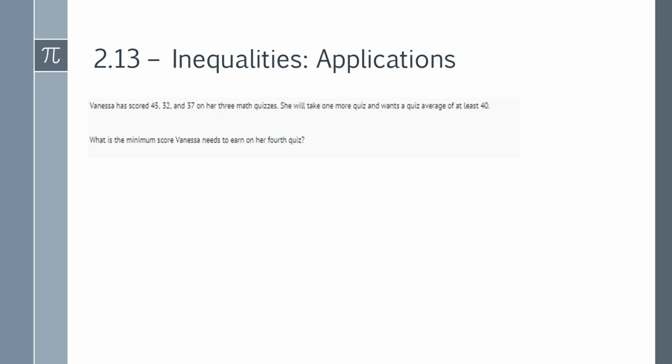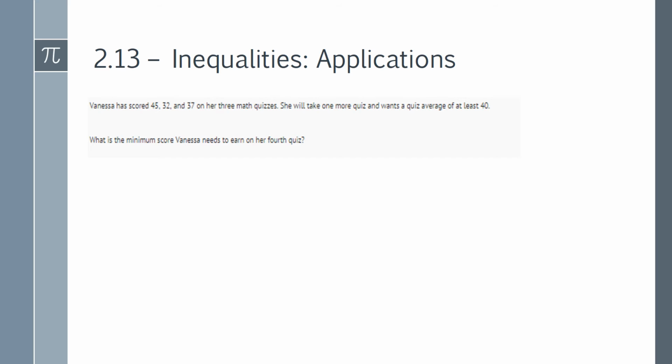All right, Vanessa has scored 45, 32, and 37 on her 3 math quizzes. I hope these are out of 50 points, not out of 100. She will take one more quiz and wants a quiz average of at least 40. Okay, so this one's a little bit tricky, you gotta go with me here.